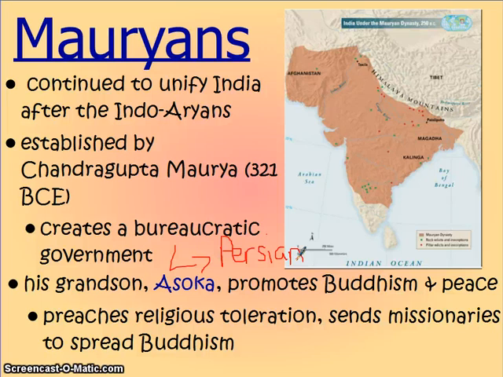He actually converts from Hinduism to Buddhism, and it's under Asoka that religious tolerance becomes more important in India 1,800 years ago. And also he pays for missionaries to go out and spread the message of Siddhartha Gautama, the message of Buddhism, all throughout China. So it's really Asoka's missionaries that are spreading Buddhism throughout Asia.